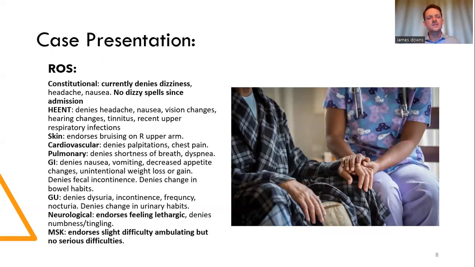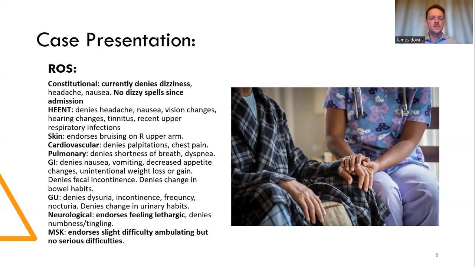On the ROS, like I stated, no dizziness, no neurovascular symptoms, no neuromuscular symptoms, no dizzy spell since the admission. So since she's come in, she actually hasn't had these symptoms. She did state when I was talking with her that when this dizziness comes, it's almost like she just gets thrown across the room. She loses her balance and just falls. She does say she feels a little tired, a little bit lethargic and slower.